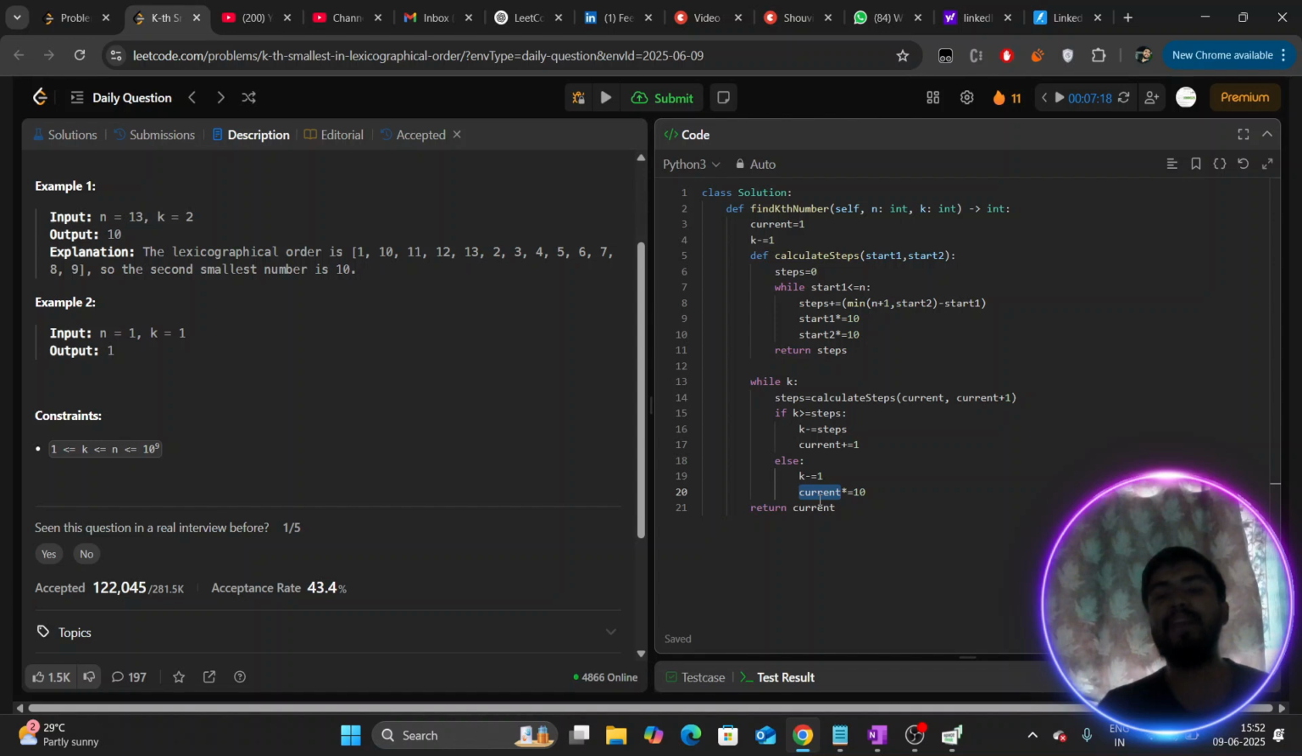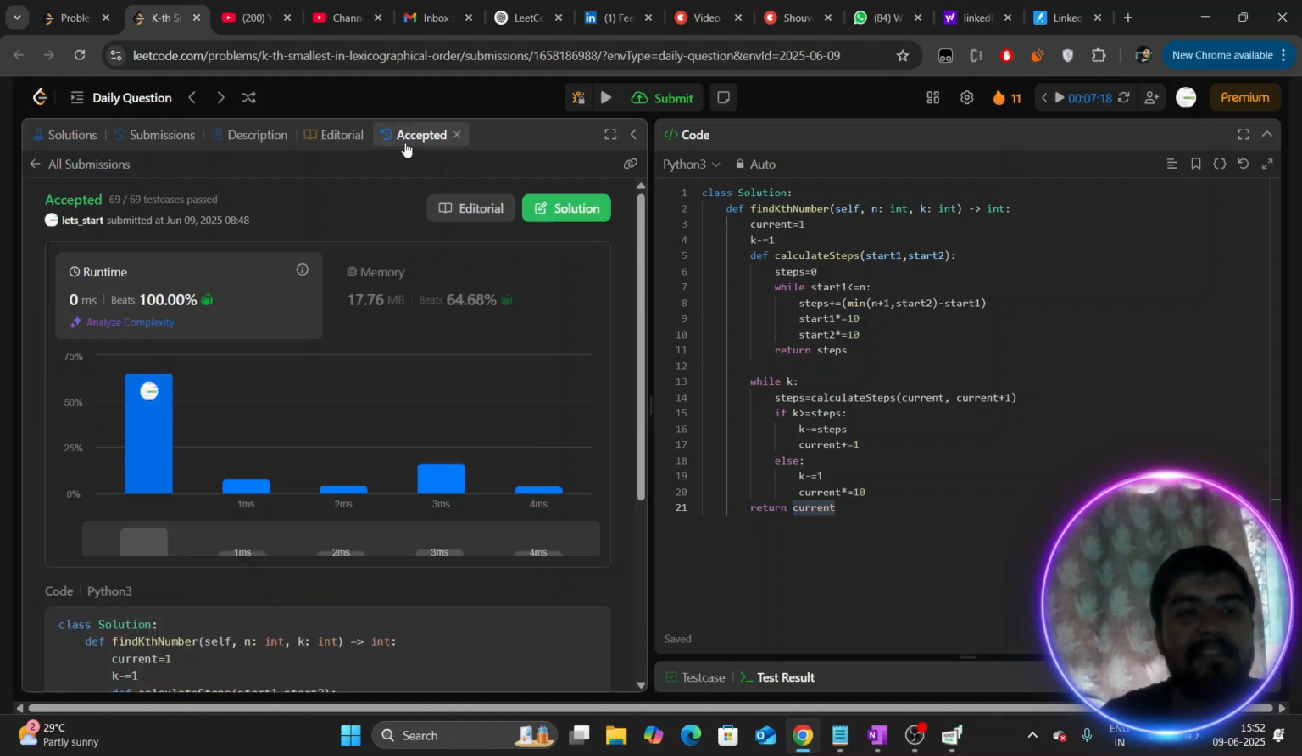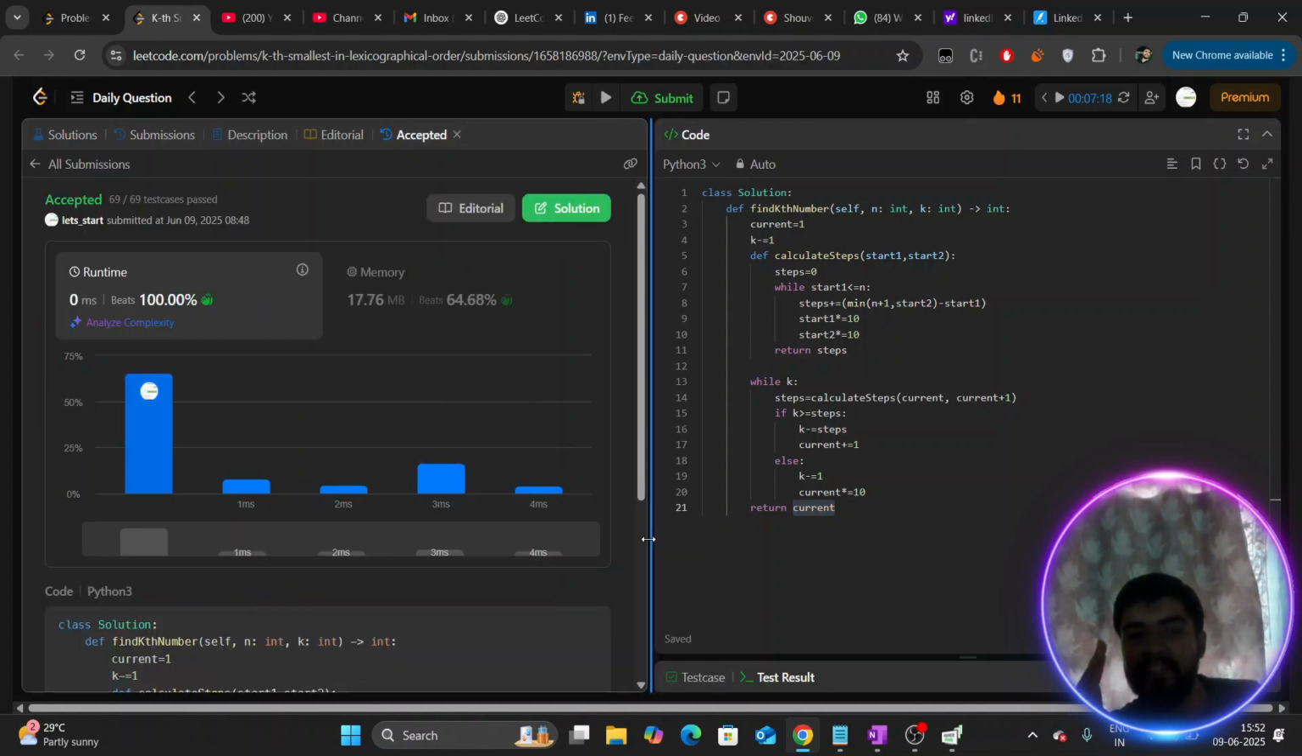So that is actually the beauty, guys, the beauty of this particular problem. And finally we can return the current. Yes, guys, so that is all about the code iterations and the intuition building part.